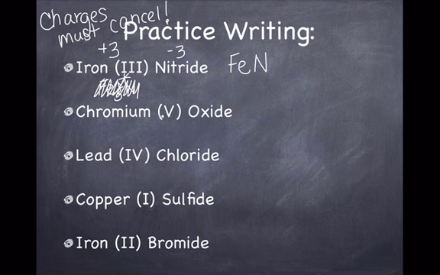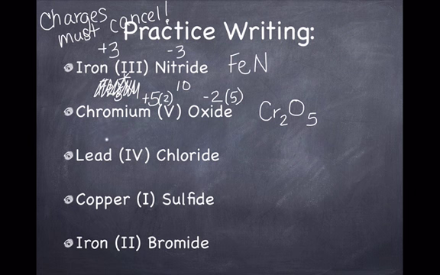Chromium in this case has a +5 charge. Oxygen, if I look it up, is a -2. Well, there's nothing I can multiply -2 by that's a whole number to give me 5. So I'm going to look for what they both go into, and that number is 10. I need 2 of the +5s, and I need 5 of the -2s in order to make 10 on both sides to get them to cancel. This will then be chromium 2 oxide with a 5.